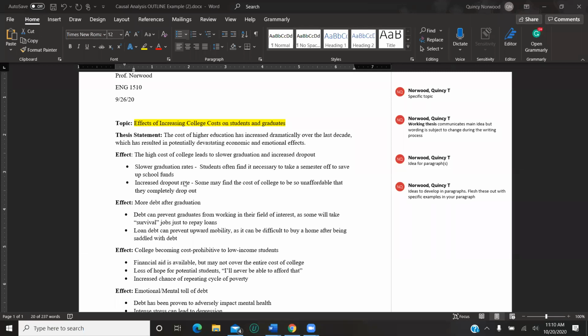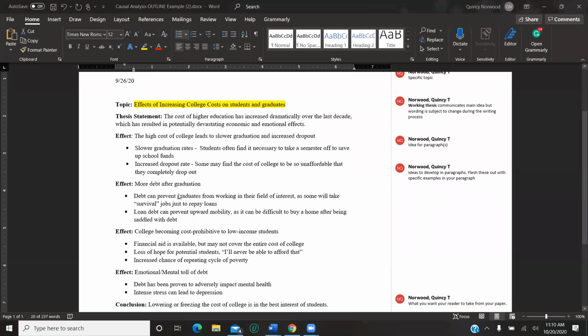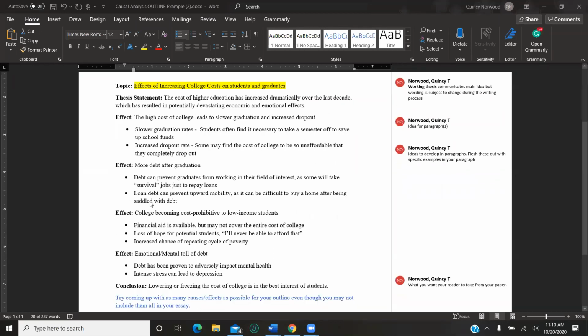All right. So that would be one aspect of more debt after graduation. And then more debt. Sometimes if you fall on economic hard times, it's hard to pay back debt, which can affect your credit, which can affect your upward mobility. Like if you want to buy a house or get a car, credit matters, right? A lesson I learned later in life. Yes, it does. So this could be more effects.